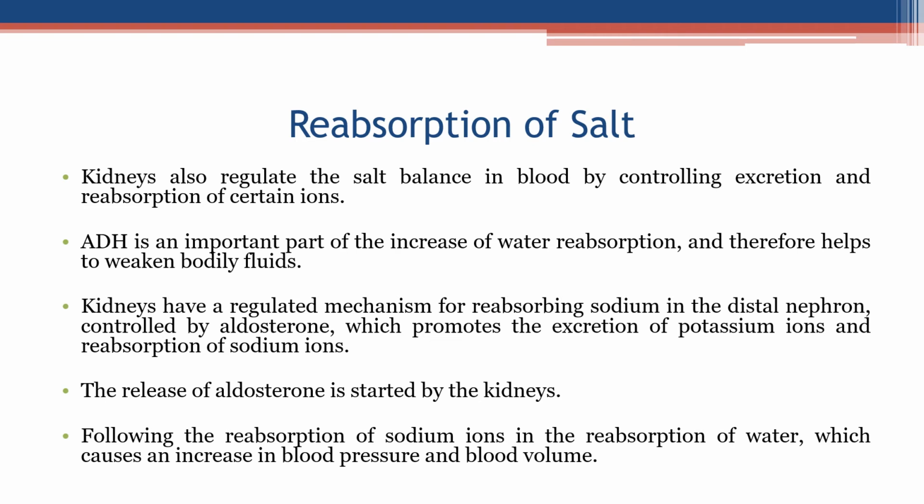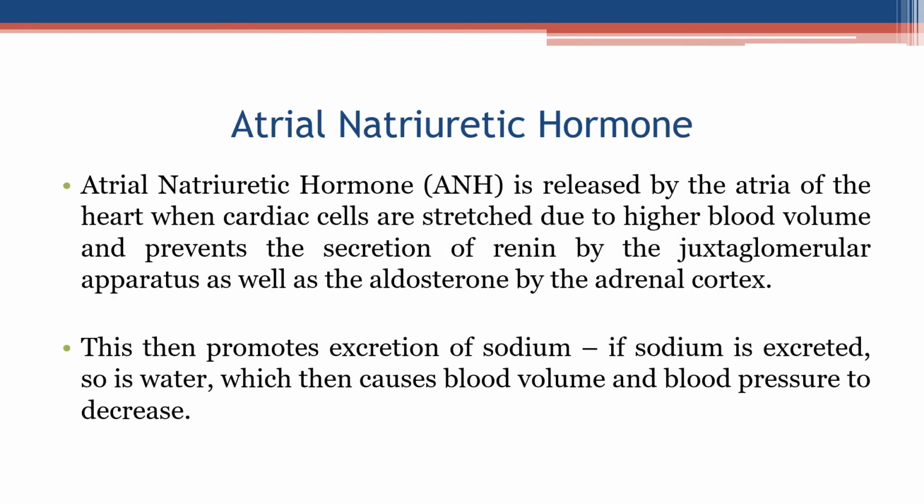Following the reabsorption of sodium ions and the reabsorption of water, which causes an increase in blood pressure and blood volume, atrial natriuretic hormone. Atrial natriuretic hormone, ANH, is released by the atria of the heart when cardiac cells are stretched due to higher blood volume and prevents the secretion of renin by the juxtaglomerular apparatus as well as the aldosterone by the adrenal cortex. This then promotes excretion of sodium. If sodium is excreted, so is water, which then causes blood volume and blood pressure to decrease.